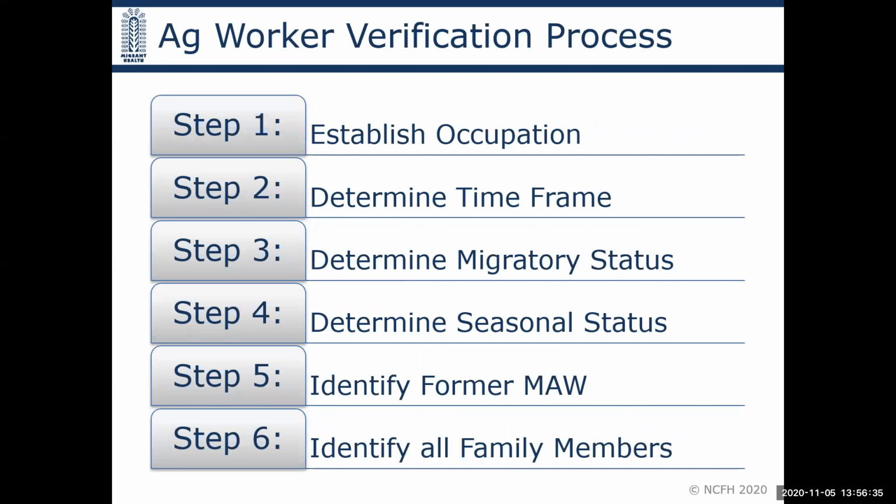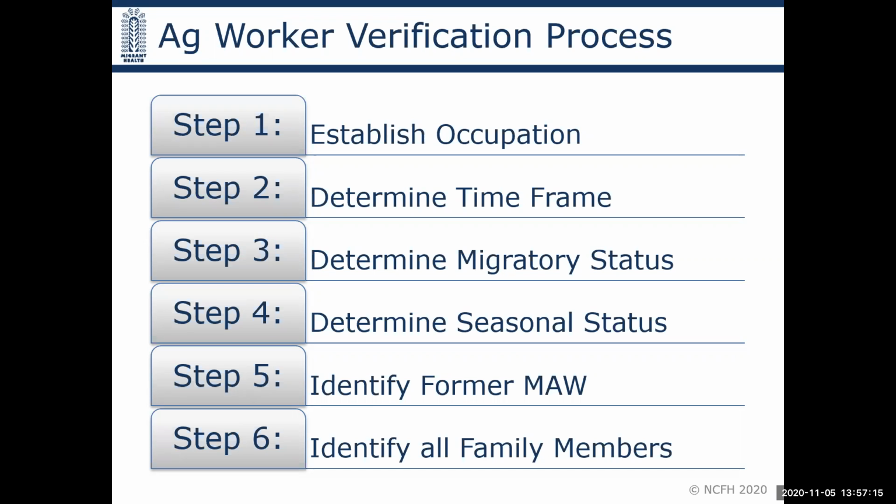So these are the 6 steps of the Agworker verification process. If you follow these 6 steps, pretty much you'll be able to determine if a person is a migratory or seasonal ag worker pretty clearly. We'll go through each one in detail along with verifying questions that we recommend you include in your registration forms. So step 1, we want to establish their occupation. We want to make sure that they are an agricultural worker. Step 2, we want to determine the time frame. And the key here is to remember 24 months. In the last 24 months, have you worked in agriculture?